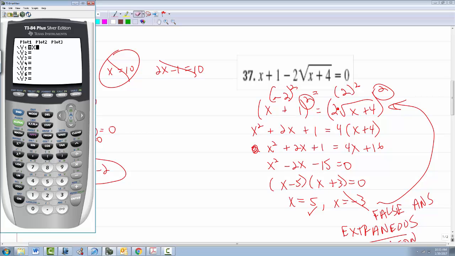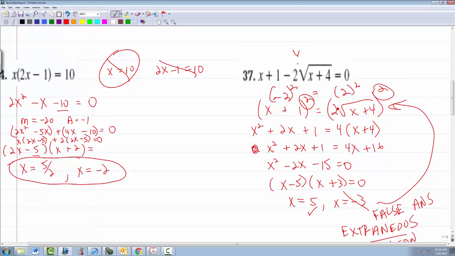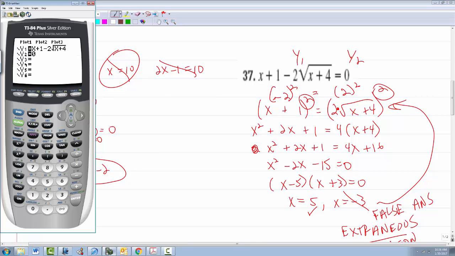X plus 1 minus 2 times the square root of x plus 4. And I implore you that you do y2 equals 0. So y1, y2. Now what I did in the other hour is to actually show this. When we zoom standard, 10 to negative 10, you do have to understand that there are two pictures here.